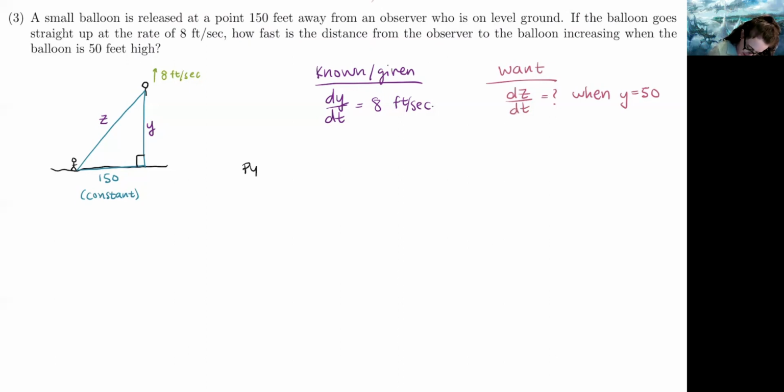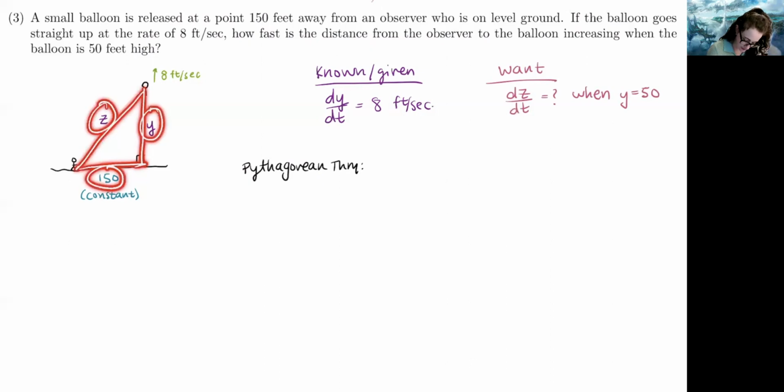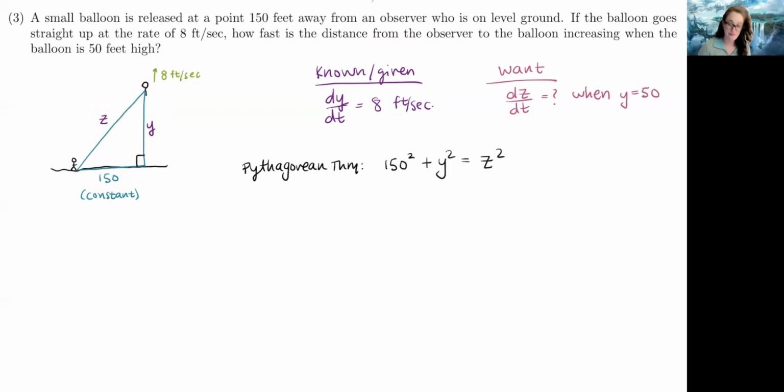Okay, so Pythagorean theorem says, well, it would be a squared, 150, plus b squared, y, equals z squared, or c squared. All right, so we'll have 150 squared plus y squared is equal to z squared. Okay, so this is the equation that relates the quantities of the lengths. Now we want an equation that relates the rates of change of these lengths. And we can find that by differentiating this equation from the Pythagorean theorem implicitly.